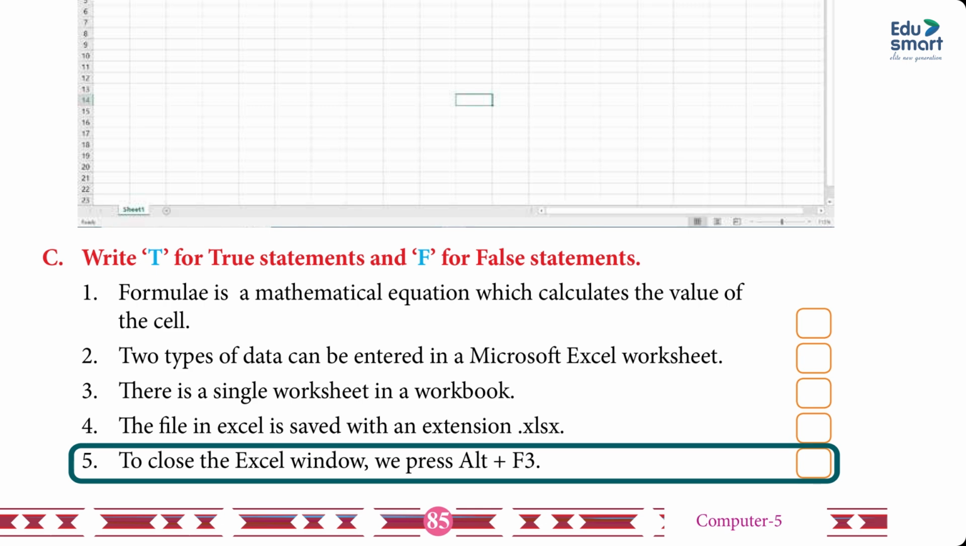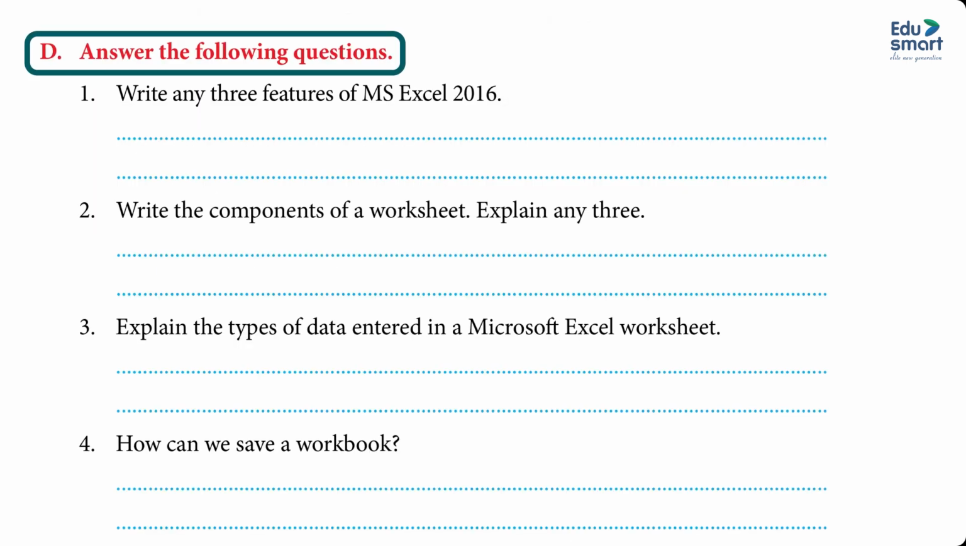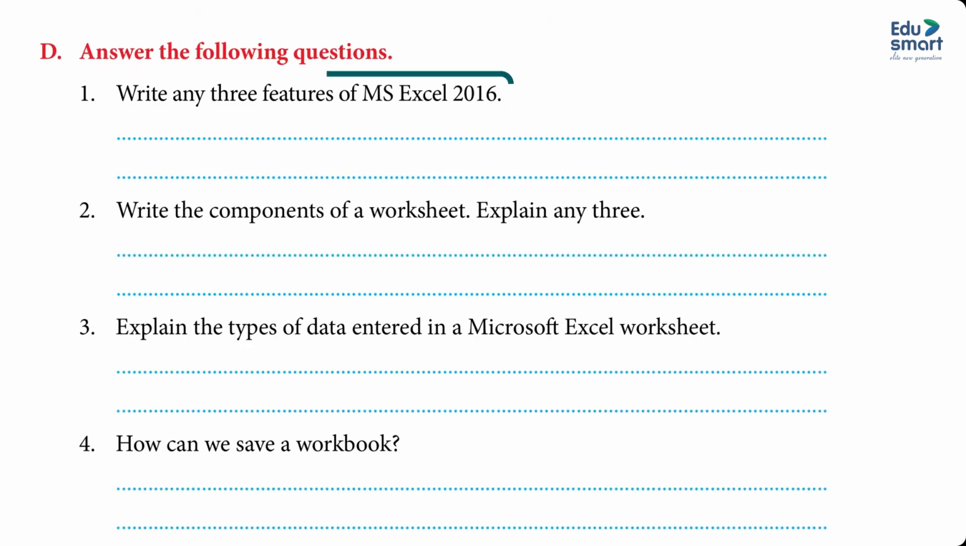5. To close the Excel window, we press Alt plus F3. Answer: false. D. Answer the following questions. 1. Write any 3 features of MS Excel 2016. Answer: The 3 features of MS Excel 2016 are A. Easy data entry and storing of data. B. Searching and replacing data can be quick. C. Excel has built-in formulas and functions to do calculations.